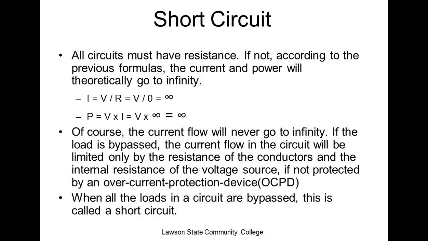All circuits must have resistance. If not, according to Ohm's law, the current in the circuit will try to go to infinity. It cannot go to infinity, right? Since power is equal to V times I, it's going to try to produce an infinite amount of power, but it can't do that. Of course, the current flow will never go to infinity. If the load is bypassed, the current flow in the circuit will be limited only by what? The resistance of the conductor and the internal resistance of the voltage source.